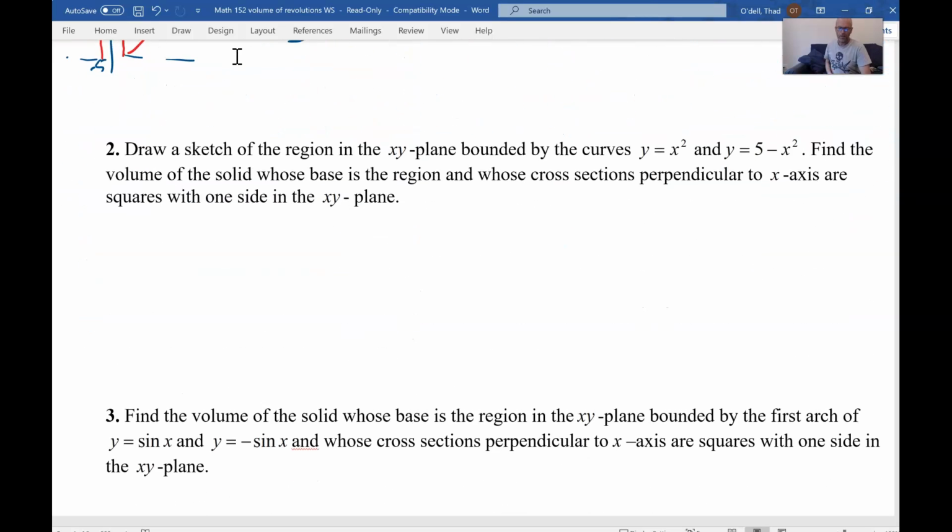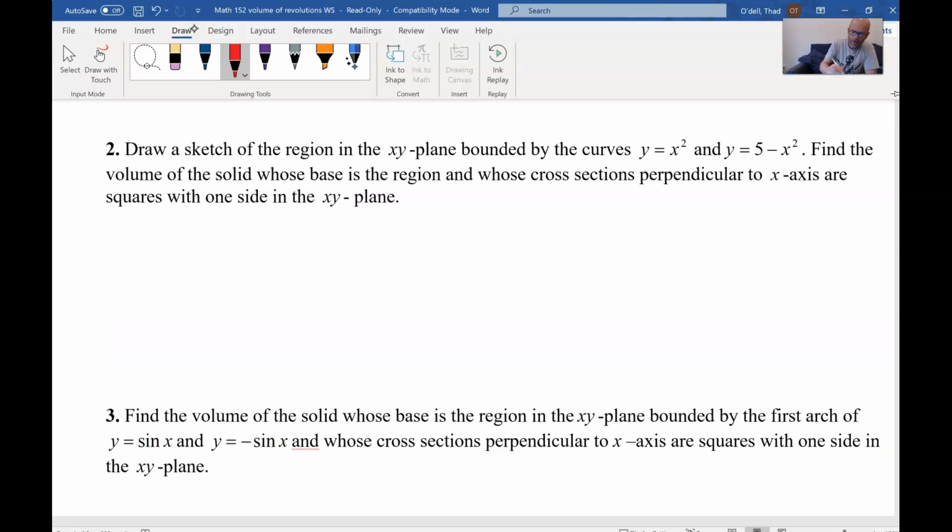Okay. Draw a sketch of the region in the xy plane bound by the curves y equals x squared and y equals 5 minus x squared. Find the volume of the solid whose base is the region, okay, here's the cross-sectional area, and whose cross-sections perpendicular to the x-axis are squares with one side in the xy plane. Aha. So first of all, we're going to draw.